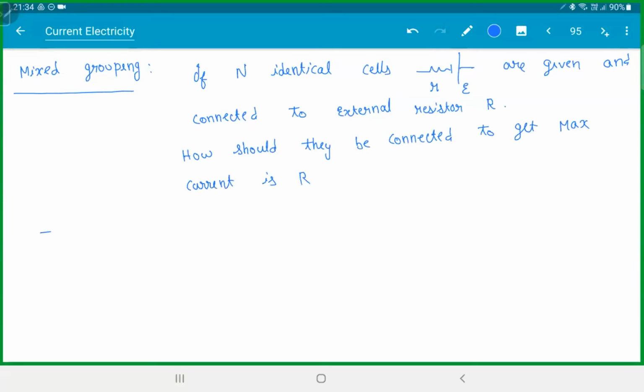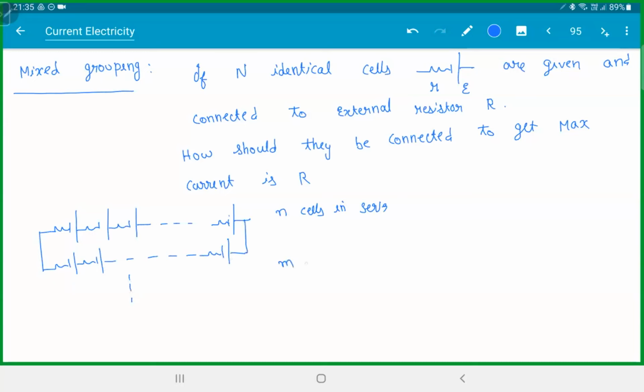So imagine like this. Let's say you have n batteries in series. And like this, you kept m branches. Example, let's say 10 batteries in series and 5 branches. This is connected to an external resistance R. Are you getting the diagram?